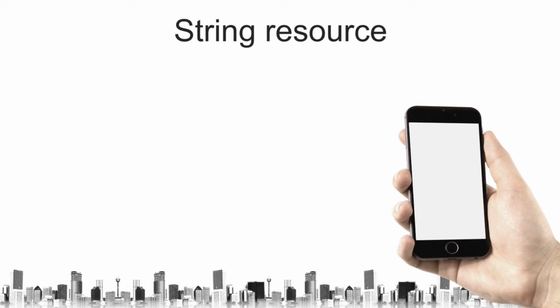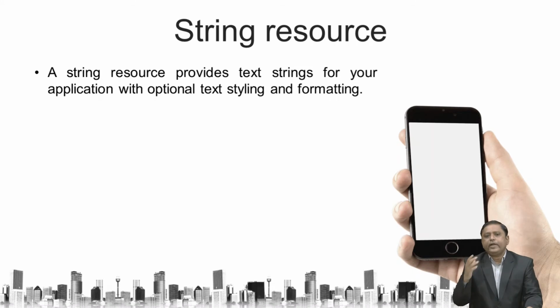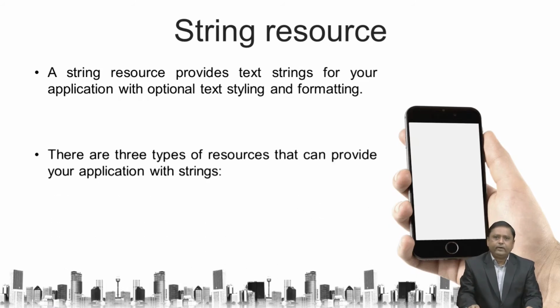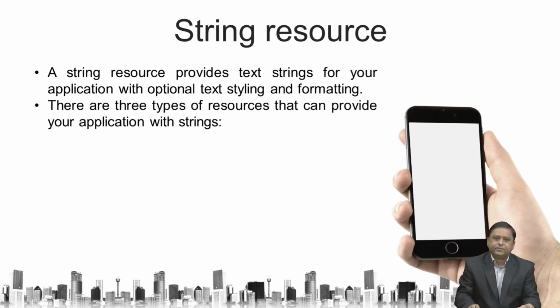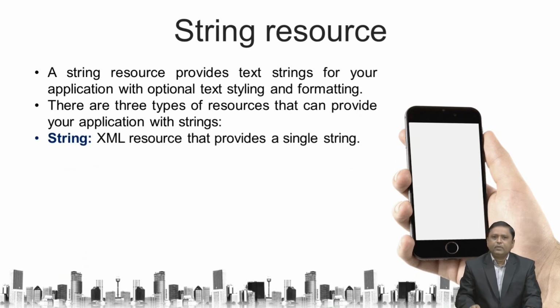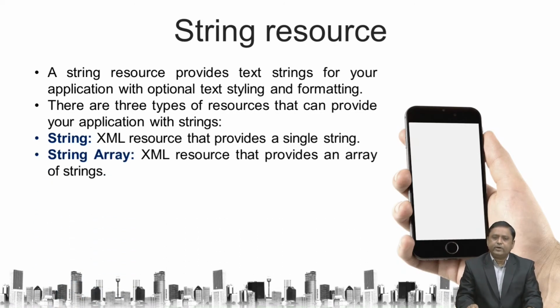The next type of resource is called string resource, and a string resource provides text strings for your application with optional text styling and formatting. Normally, it is displayed as plain text, and we can have three types of resource that can provide your application with strings. First is the normal string or single individual string. This is an XML resource that provides a single string with some name through which you can access that string.